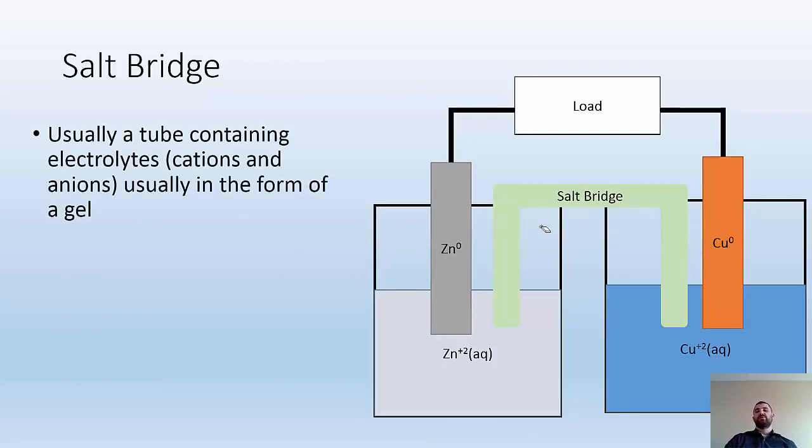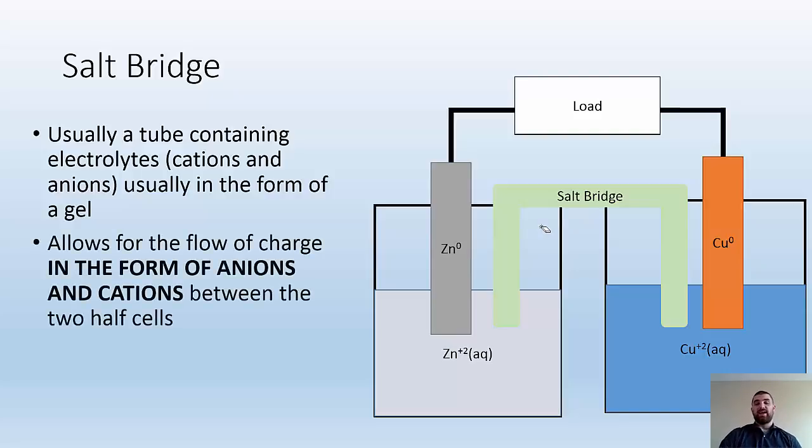A salt bridge is usually a tube containing electrolytes, basically just some cations and anions that aren't going to react with our chemistry that we got going on. And it's usually in the form of a gel. This allows for the flow of charge in the form of anions and cations between the half cells. The reason I put that in bold is because it's not electrons that are going across.